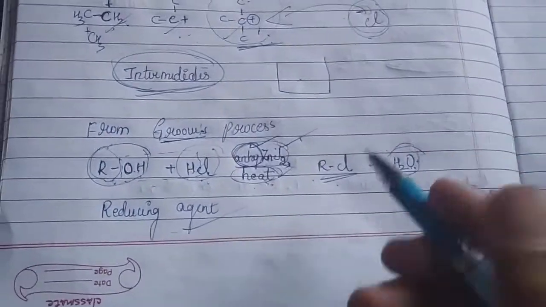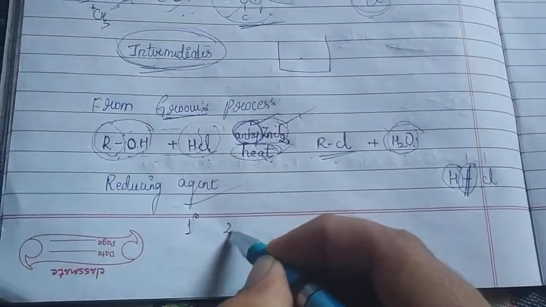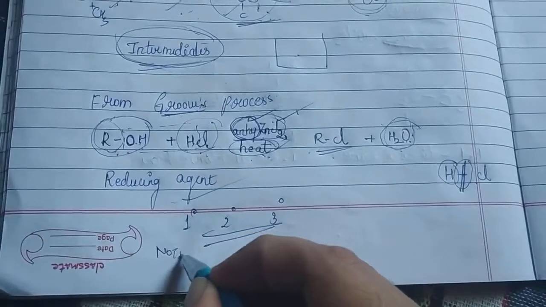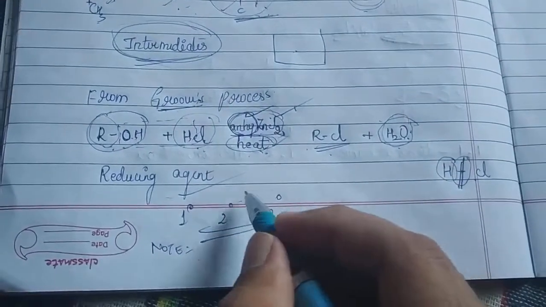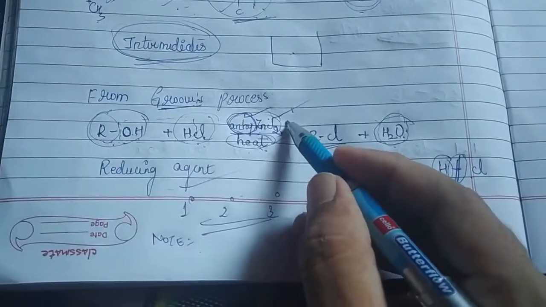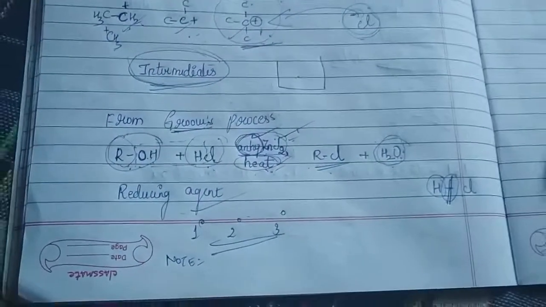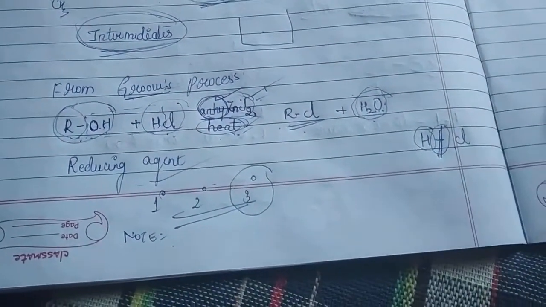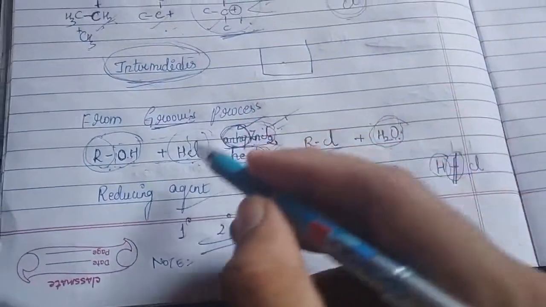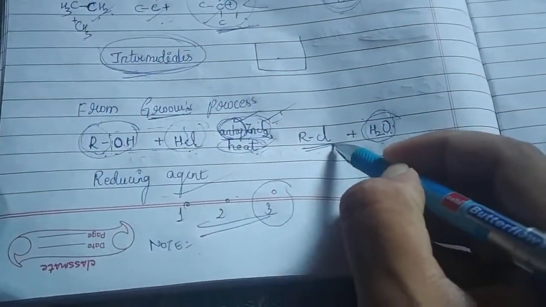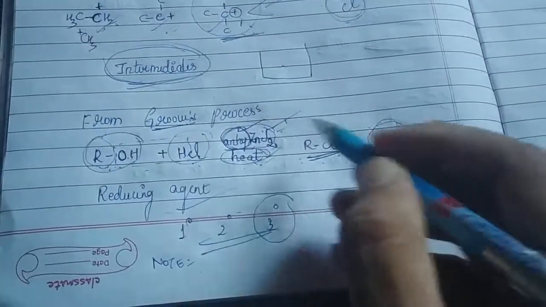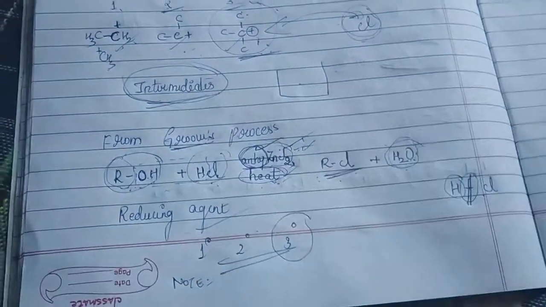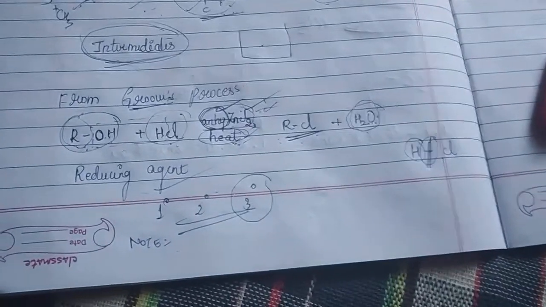Do remember, when you are considering primary, secondary and tertiary alcohol, once again, an important noteworthy point I want to mention over here. Whenever I am using a primary or secondary alcohol, I want to use anhydrous zinc chloride and heat. But when I am using a tertiary alcohol, do remember, I will easily get my product even in the absence of anhydrous zinc chloride and also at room temperature itself. Are you getting my point?